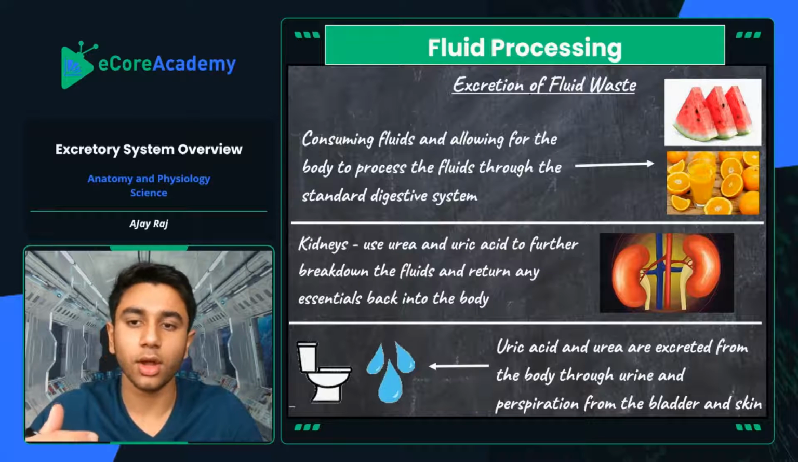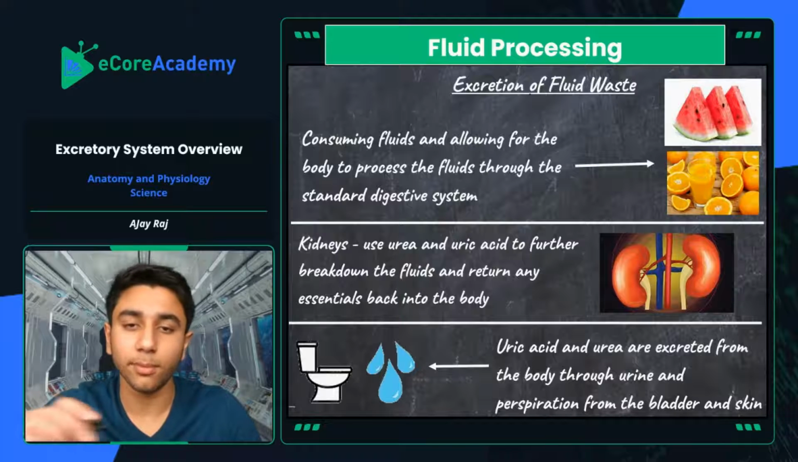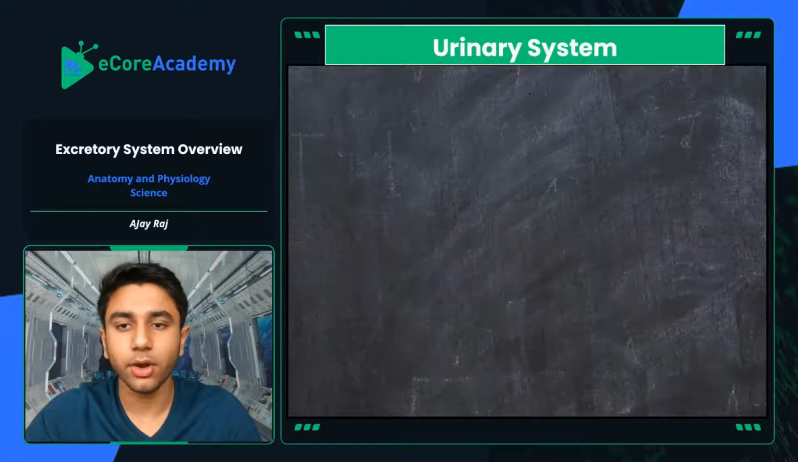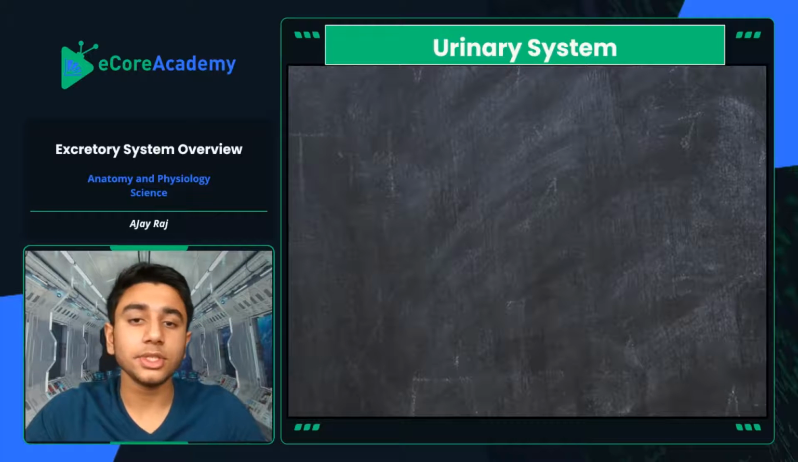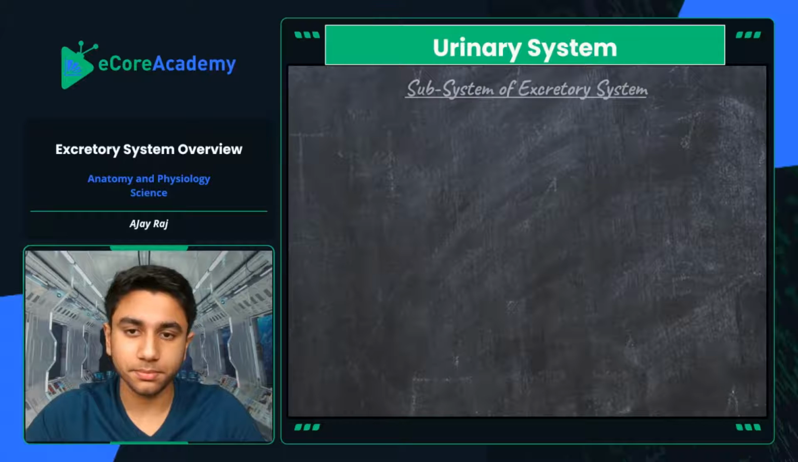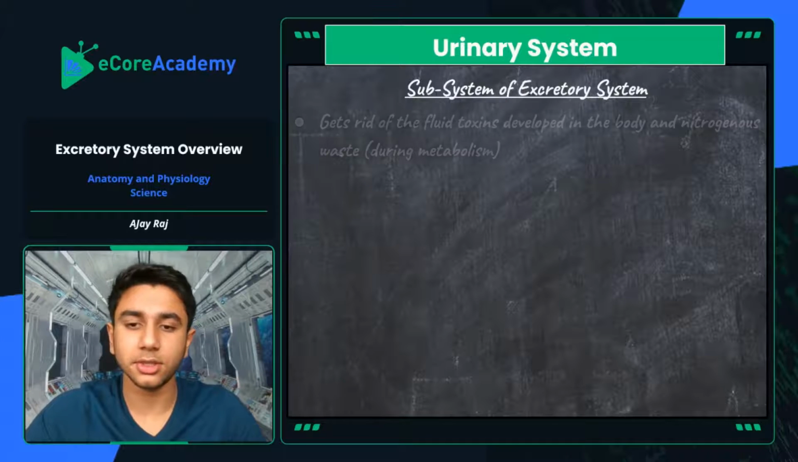Obviously, urine is more reliable, it's much more consistent, but you do need sweat for many other reasons as well. All right. Now let's take a look at the urinary system, a very important subsystem. However, it does have a lot of specifics within itself. So let's take a look at the subsystem of the excretory system, the urinary system.